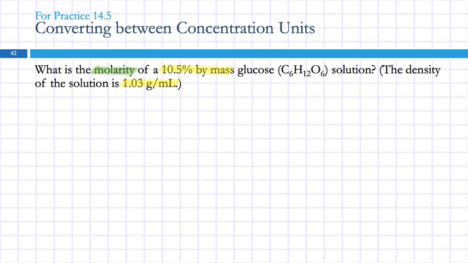Okay. So here we're given a concentration and we're asked for a different concentration. And so this really is just conversion of units. Well, let's write down what we've got. We've got 10.5% glucose, and I'm going to call it glue. What does 10.5% mean?